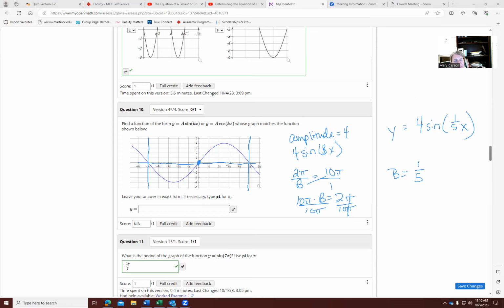So I hope that makes some sense. This one was a little bit easier because it went through the origin. There wasn't a horizontal or vertical shift. But I'm going to do one of the cosecants with you on the other one. So I'm going to stop the sharing.